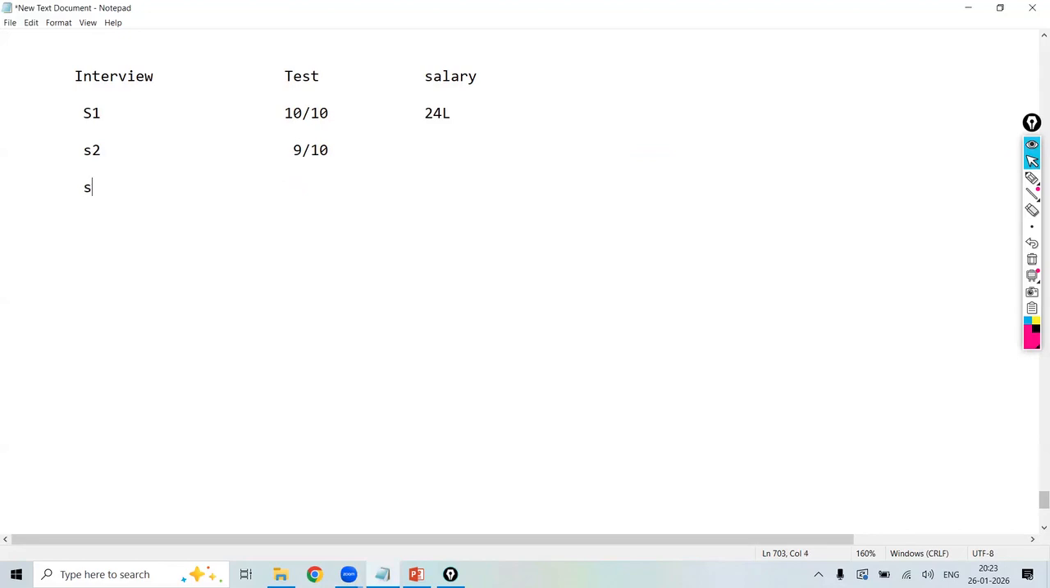Now, assume there is a student 4. Student 3, I told you already. Student 4 is also having the same 10 on 10, but he is expecting only 15 lakhs. Why, sir? Miss, he has some problem like a career gap. When there is some negative point, he expects only 15 lakhs. Now, student 5: 7 on 10 or 5 on 10, and he is expecting 8 lakhs. Now tell me, whom are you going to select in your company?